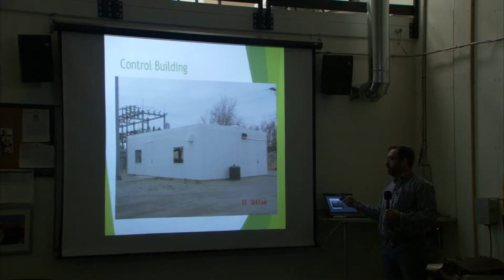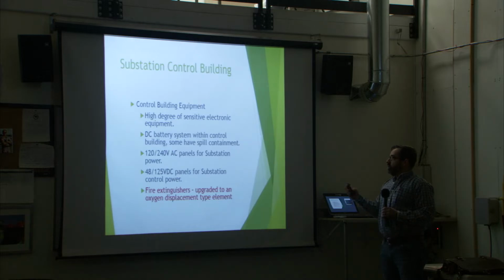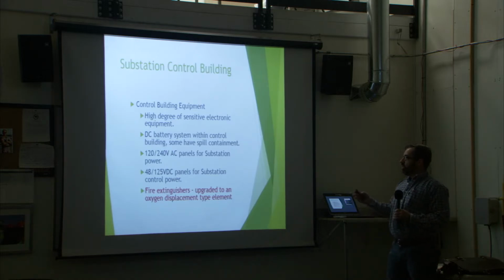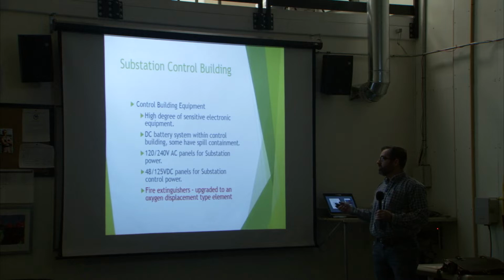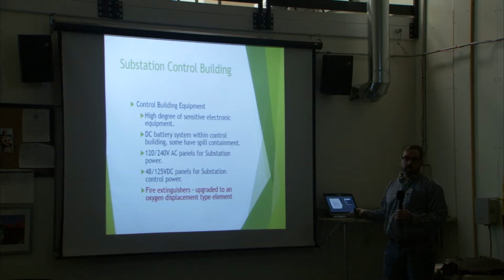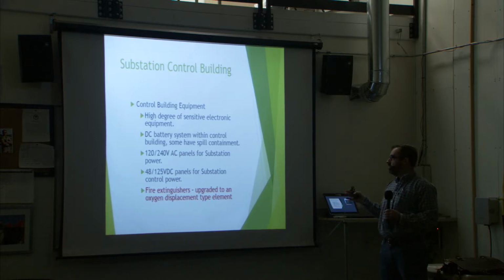Like I said, every substation will have a control house in the yard. Within the control house is usually a high degree of sensitive electronics. You've got your protective relaying equipment, your communication and SCADA equipment in there. Every system will have a DC battery system contained within the building. Some of them will have a spill containment system built around the battery system.